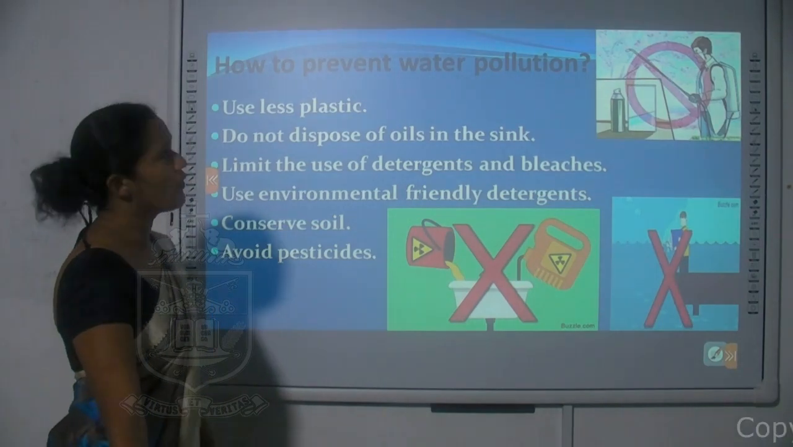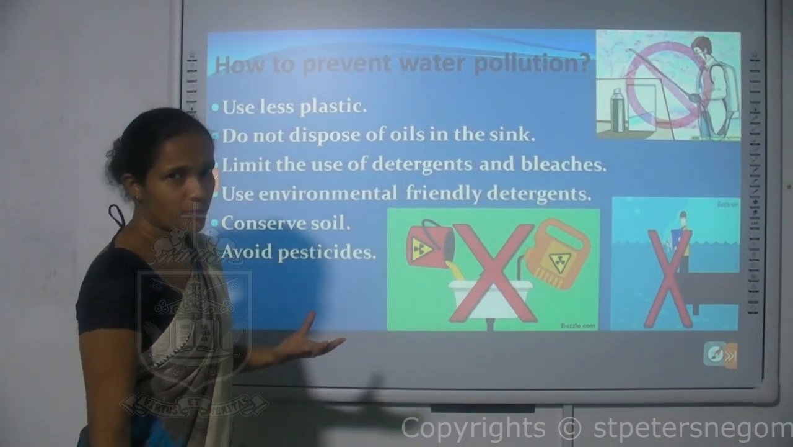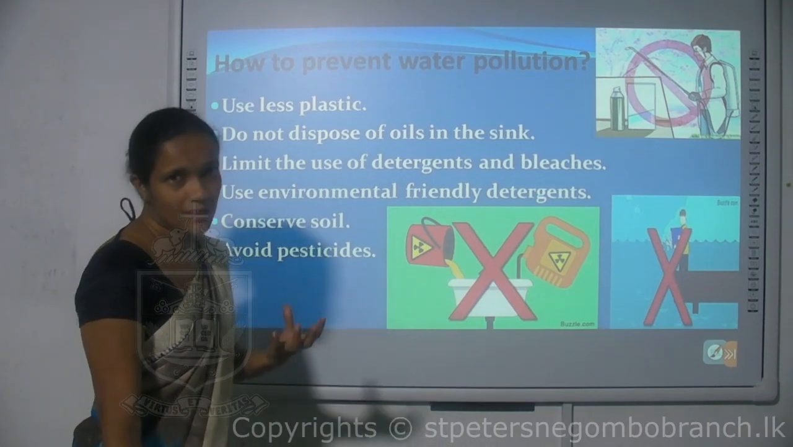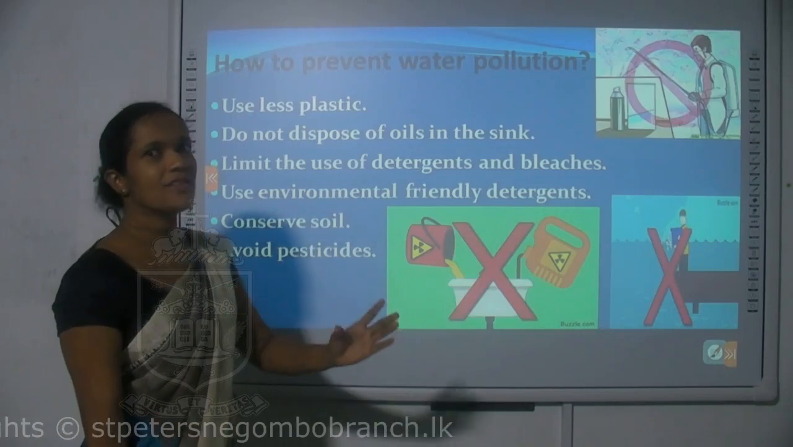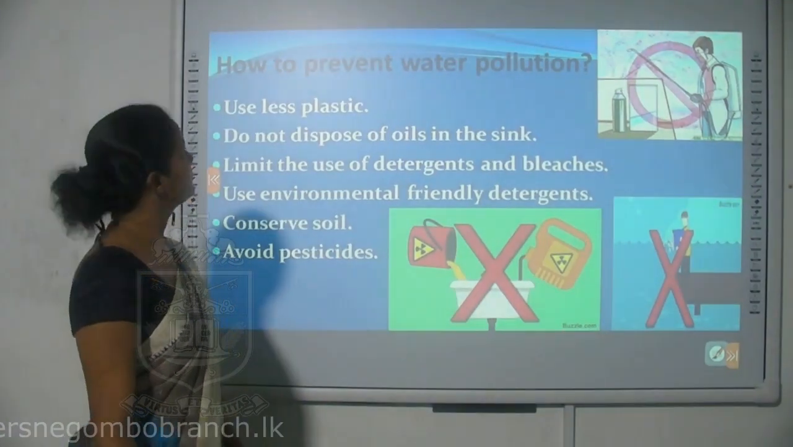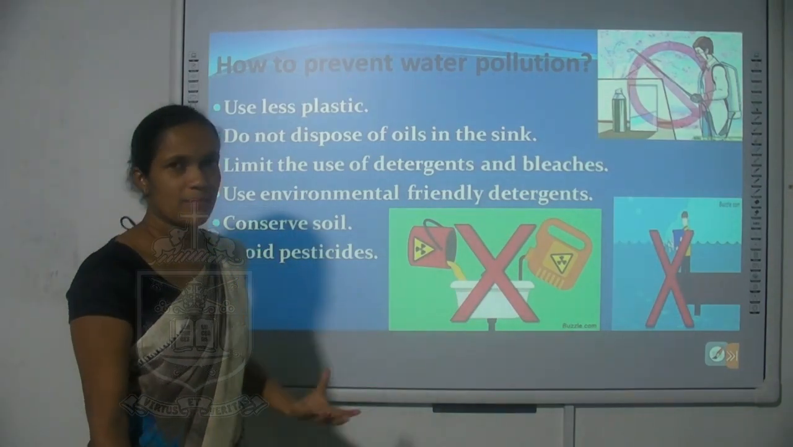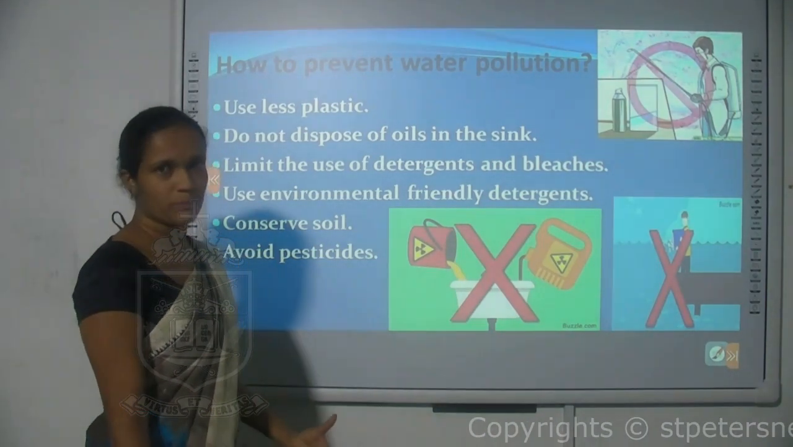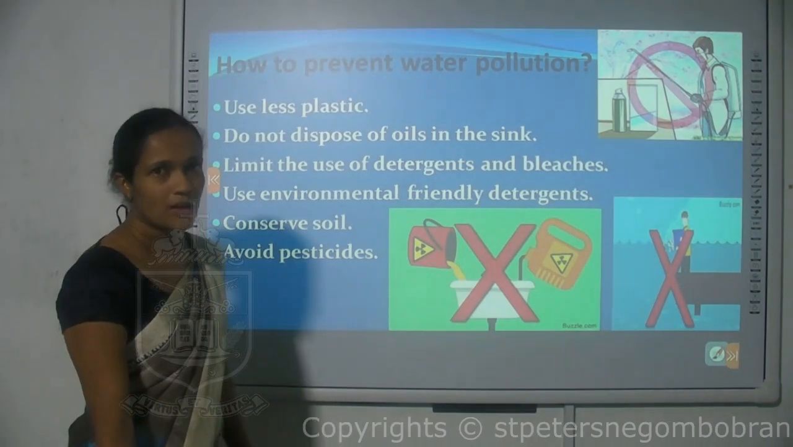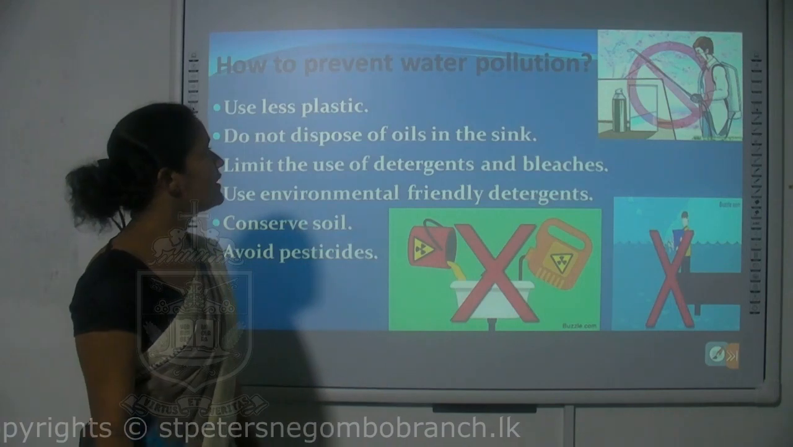How to prevent water pollution? If we are the ones who are responsible for water pollution, we should think of some ways of preventing it. Use less plastic. We are using more and more plastic, which means we are polluting water more and more. So we have to reduce using plastics. And do not dispose of oils in the sink.